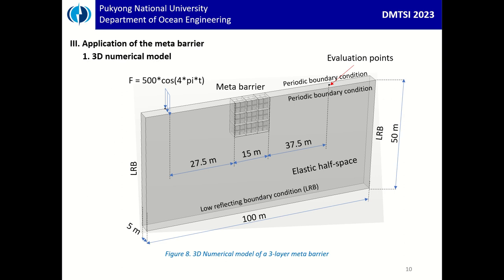Low-reflecting boundary conditions are set at both ends and also the bottom of the model to have better results, and also so that we will not have reflection back of the waves if they move towards the edge. A periodic boundary condition is also set at both vertical sections.